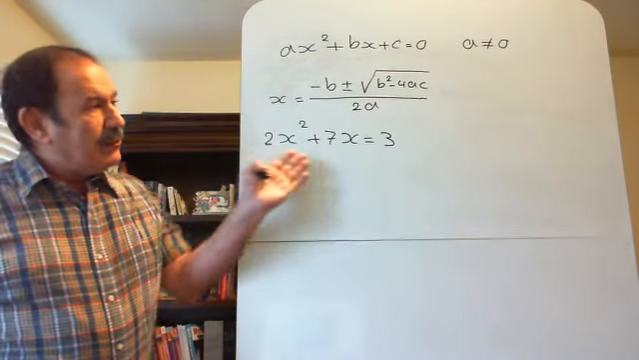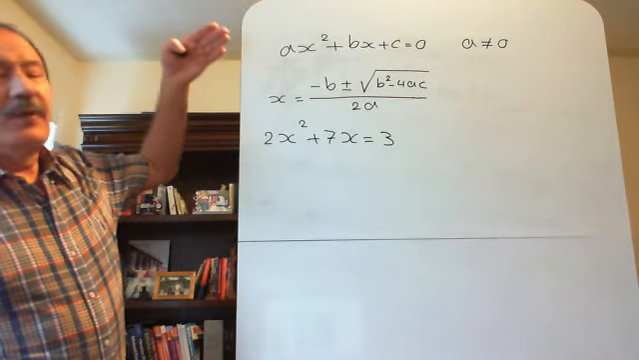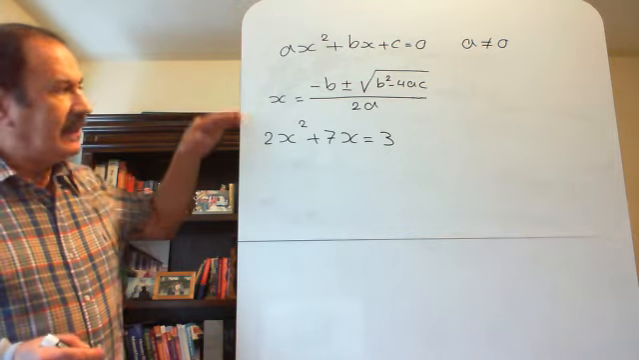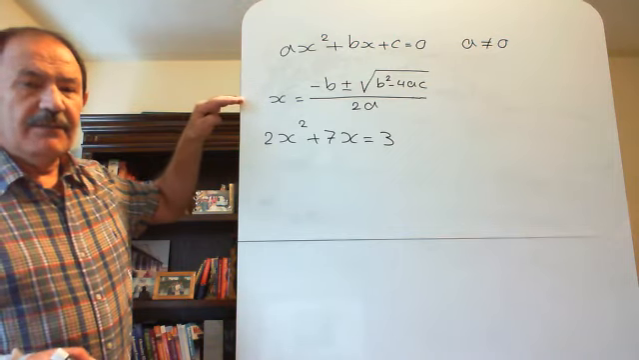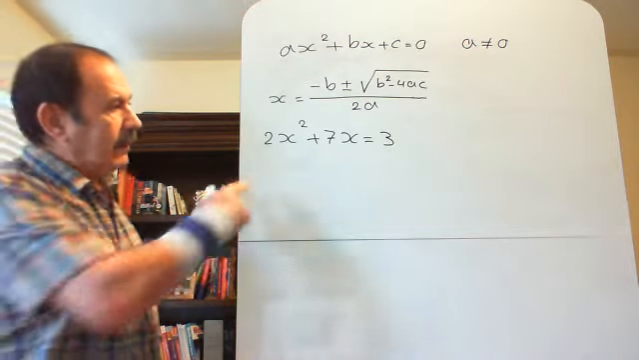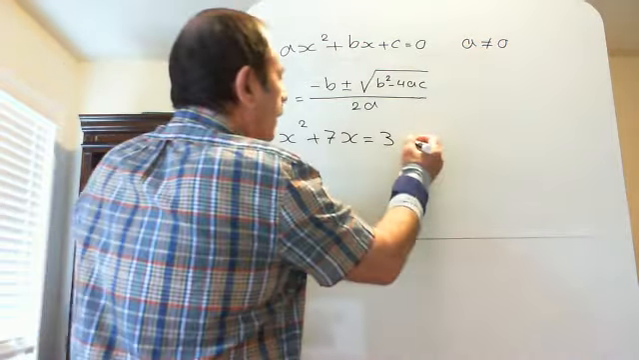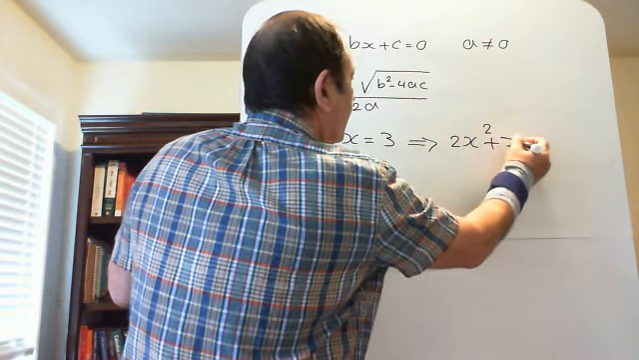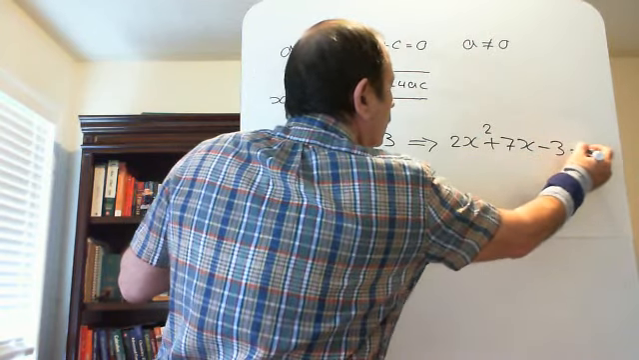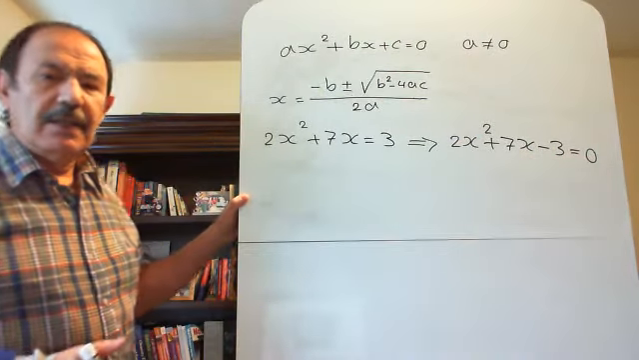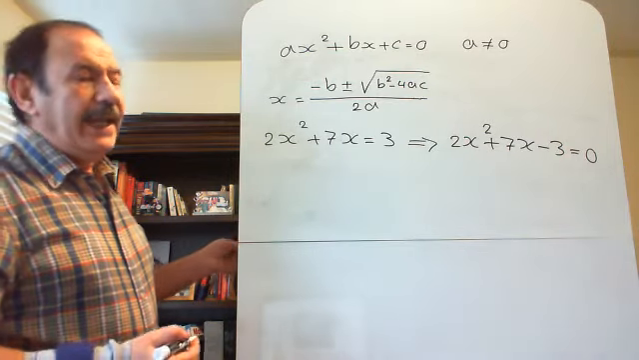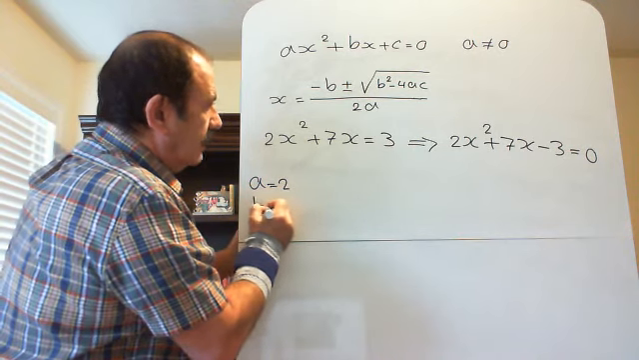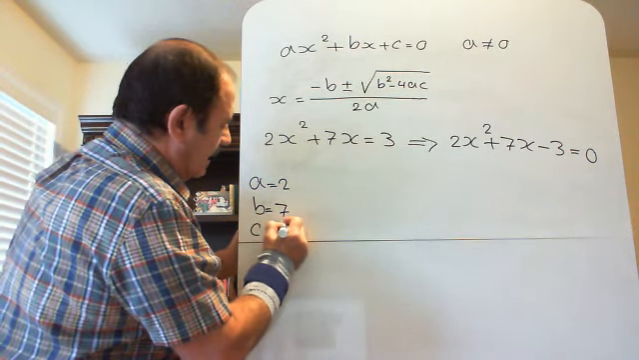Now, because this equation is not in the standard format, we have to convert it to the standard format. Be careful, always before starting to solve using the quadratic formula, we have to convert to the standard format. What is the standard format of this one? 2x squared plus 7x minus 3 equal to 0. Now it's changed to the standard format. Identify a, b, and c. a is going to be 2, b is going to be 7, and c is negative 3.